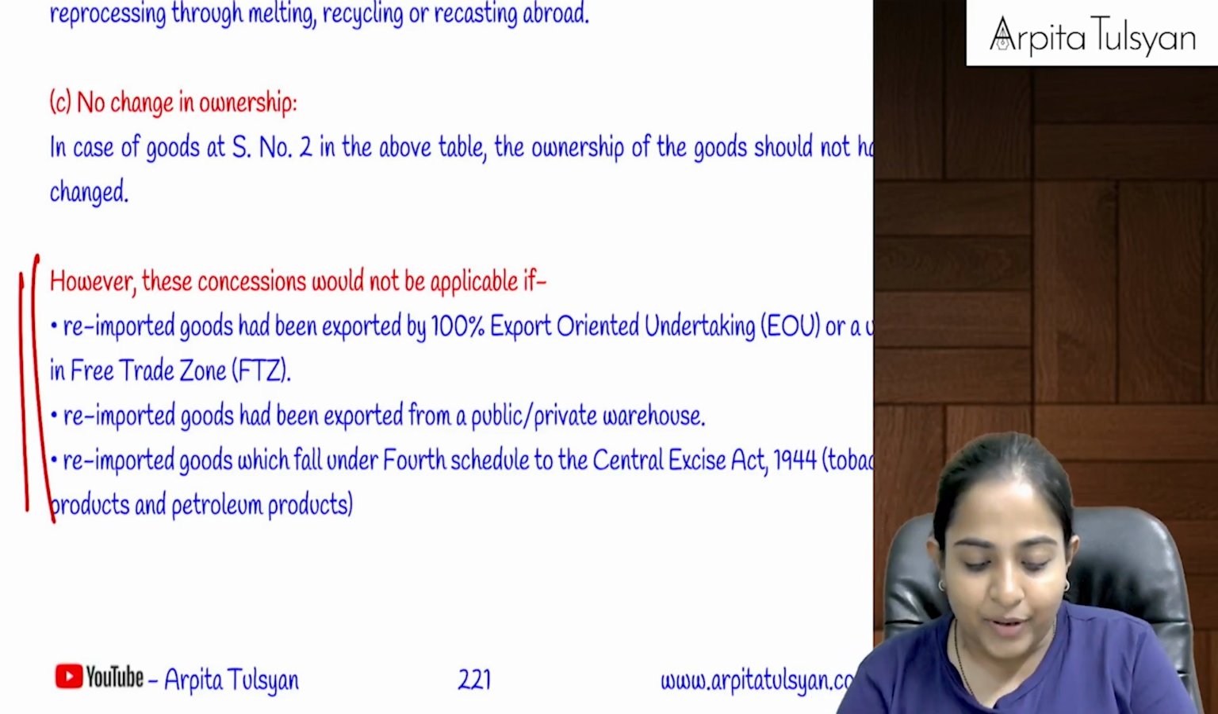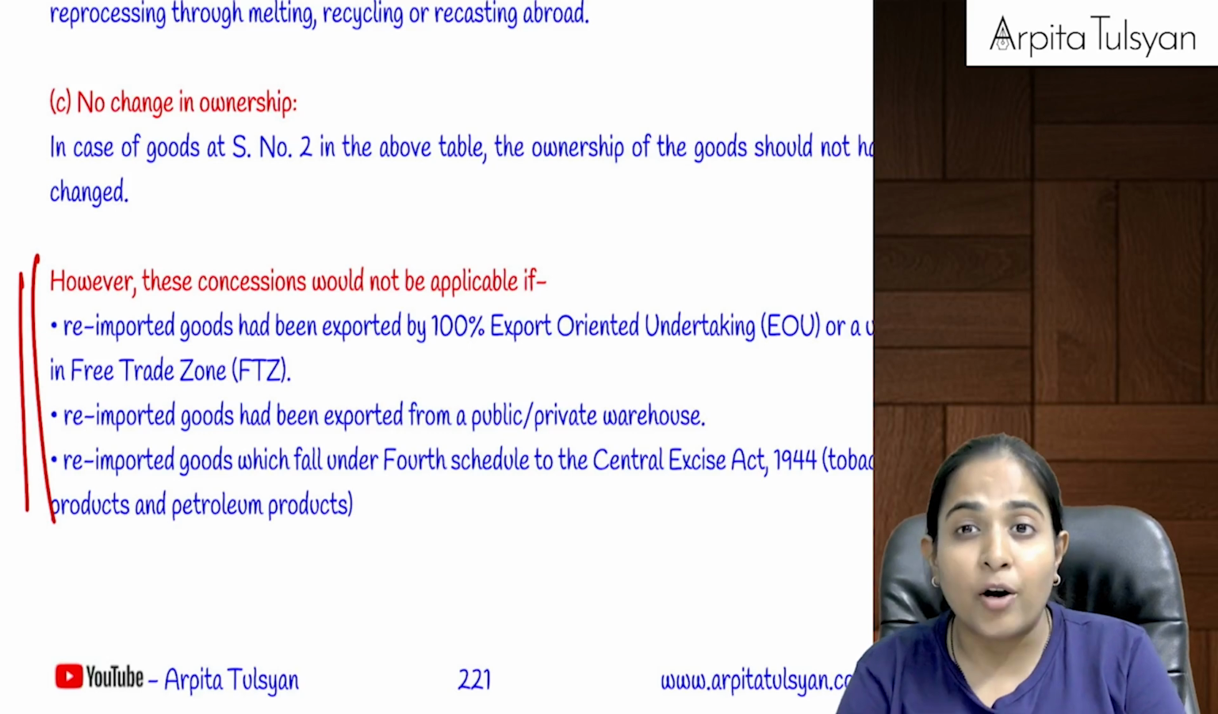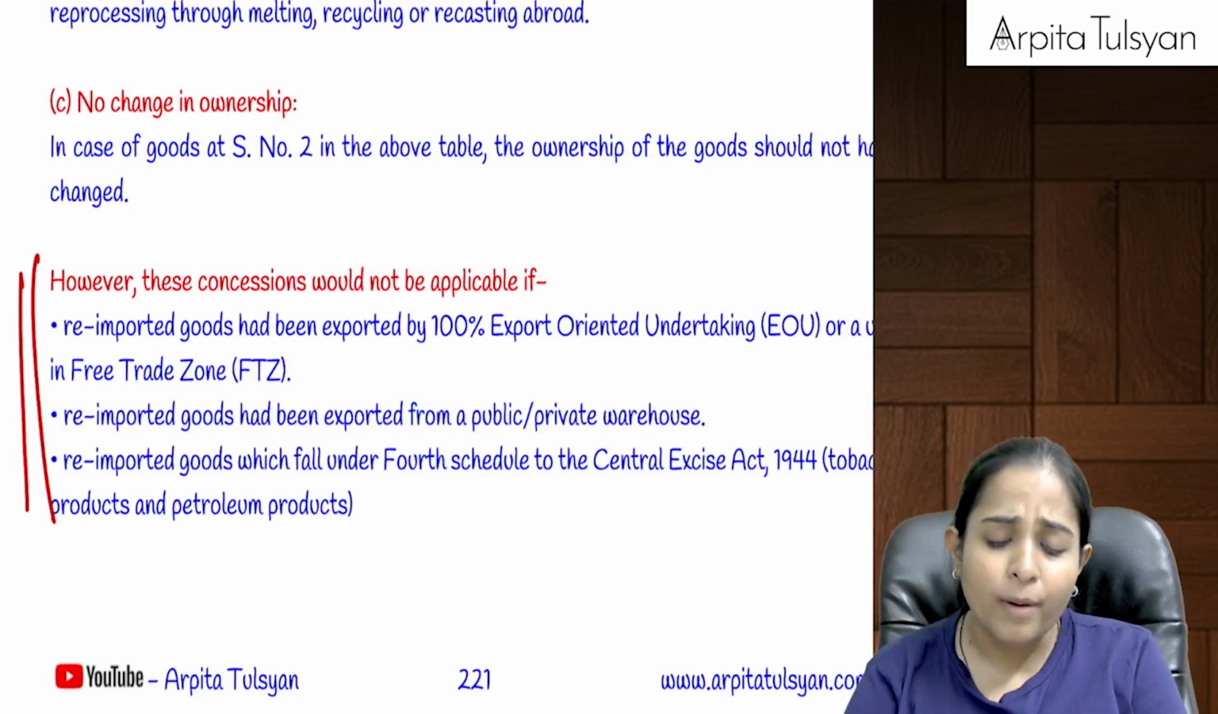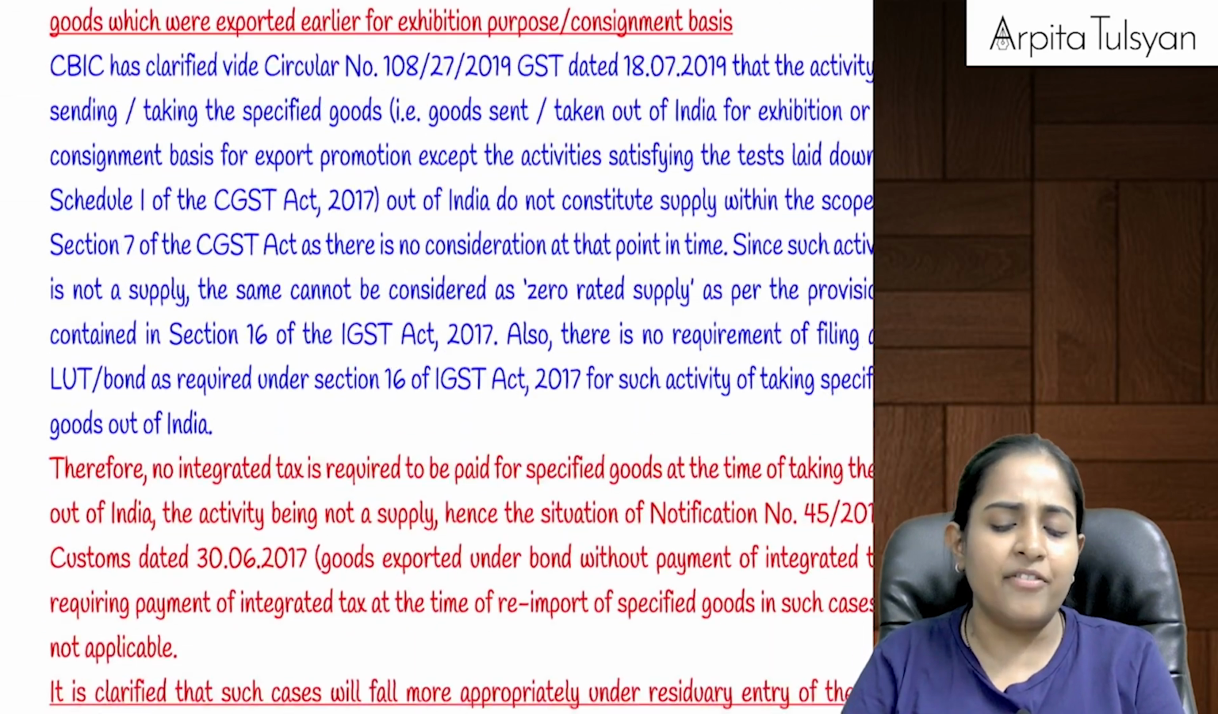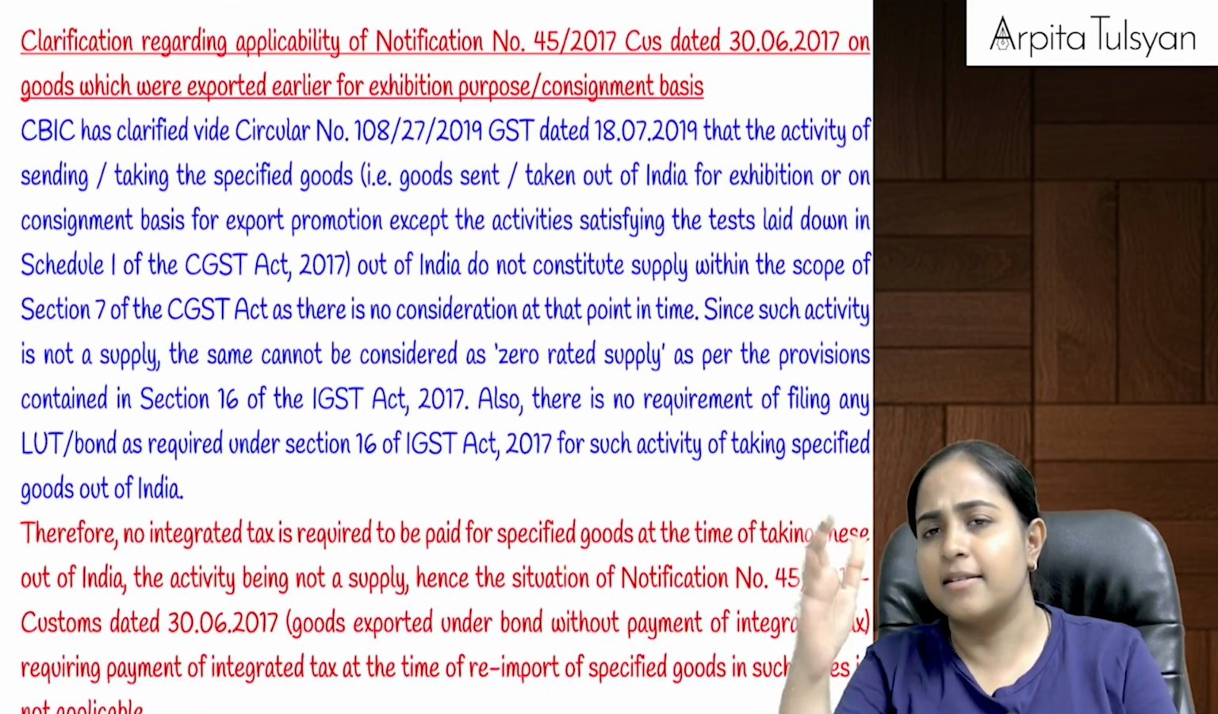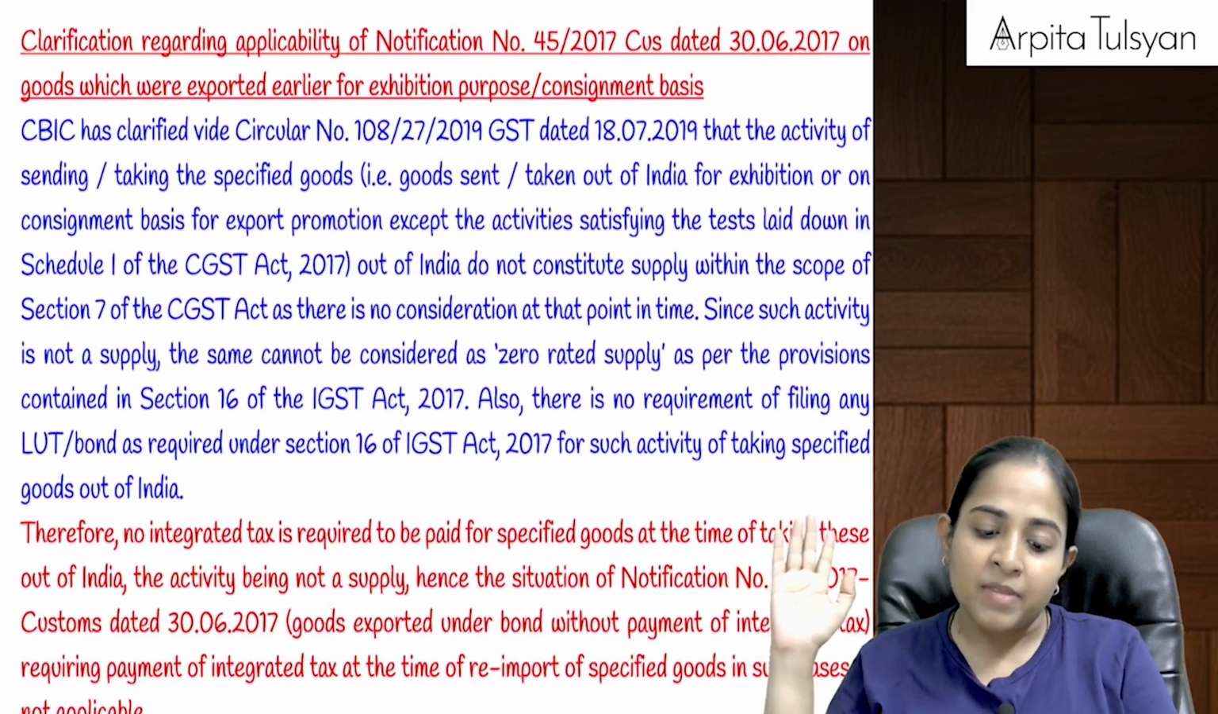And the last one is if you are re-importing tobacco products or petroleum products, then in that case, anyway, we are not going to give you any concession. This will be considered as normal imports. Are you clear with this?